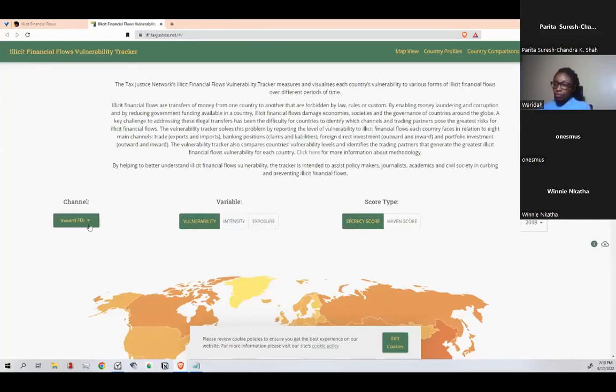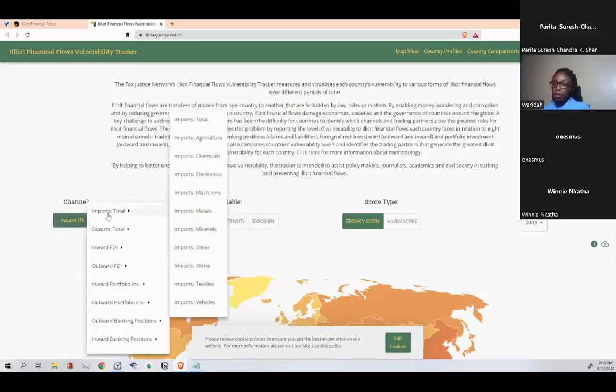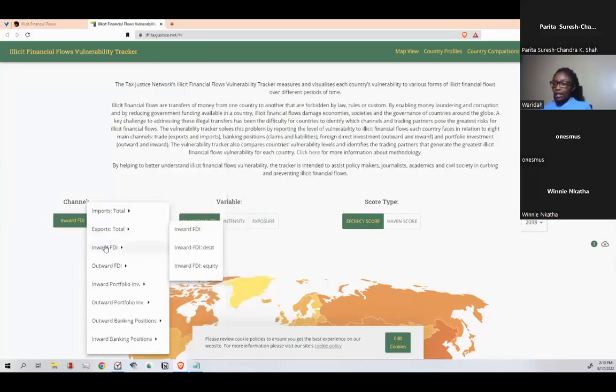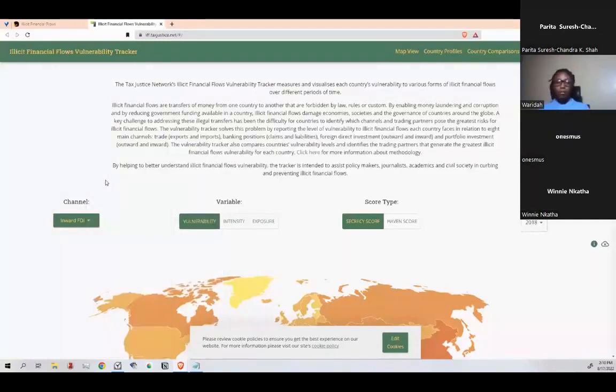So, for example, we are looking at the first channel here, and when looking at a data set like this, we see there are different channels. There are imports, exports, inward FDI, outward FDI, and of course, there's portfolio, there is banking positions, and all this cause, of course, illicit financial flows, because these are activities that may have an opportunity for money to be illegally transferred and or used.